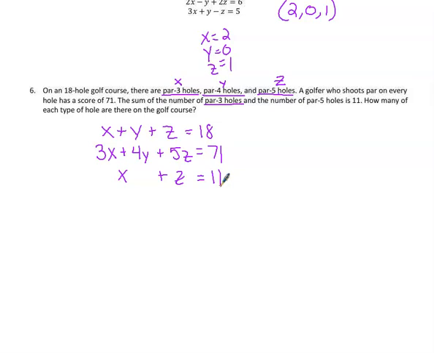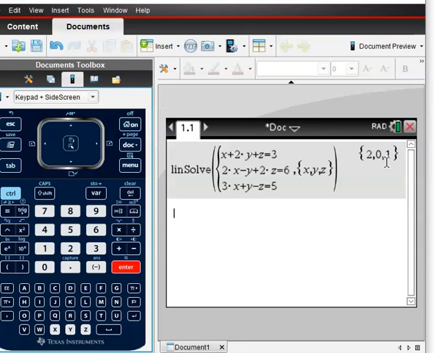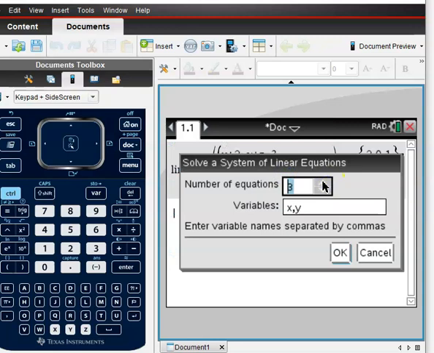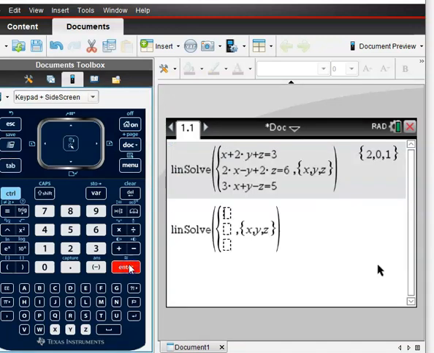And you can type this in on the calculator and do what we just did on the last one. So let's do that. Menu, algebra, solve system. There's 3 equations. If I hit tab, it automatically puts x, y, z. My first equation was x plus y plus z equals 18 holes. Tab to get to the next row. 3 for every par 3 hole, plus 4 for every par 4 hole, plus 5 for every par 5 hole, and the score would be 71. And then the last one, the par 3 holes plus the par 5 holes, the sum of those was 11.